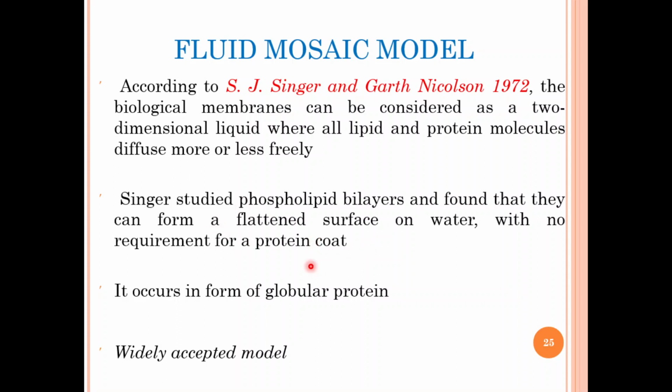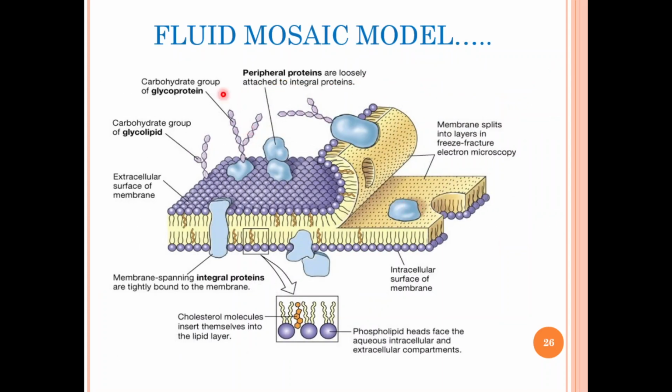is denied here: no protein coat is present. Proteins occur in the form of globular proteins, and it is a widely accepted model. Till now, the fluid mosaic model is widely accepted. It was invented by Singer and Nicholson in 1972. Let's see the structure here. This is the fluid mosaic model. The bilayer is shown here. See the upper layer and the lower layer. These are the globular proteins. Let's see the labeling one by one: carbohydrate groups of glycoproteins.